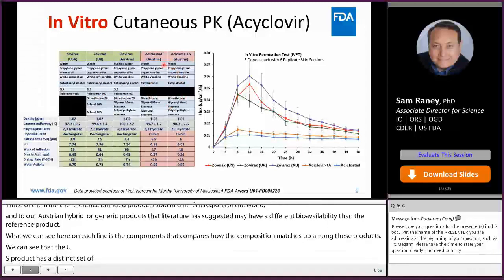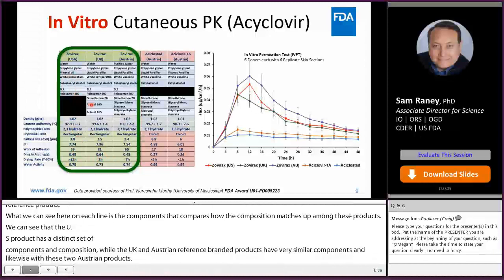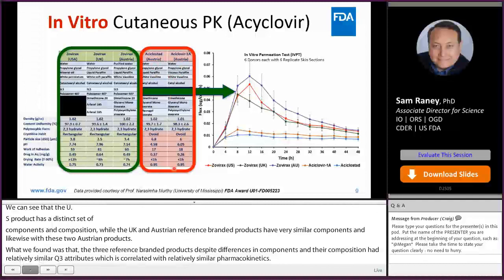What we found was that the 3 reference branded products, despite differences in their components and their composition, had relatively similar Q3 attributes, and that correlated with relatively similar cutaneous pharmacokinetics. This was distinct from the Q3 attributes of the 2 Austrian non-reference products that were similar to each other and that had a similar cutaneous pharmacokinetics relative to each other, but distinct relative to the reference set in terms of Q3 attributes and distinct in the cutaneous bioavailability and pharmacokinetics as well.